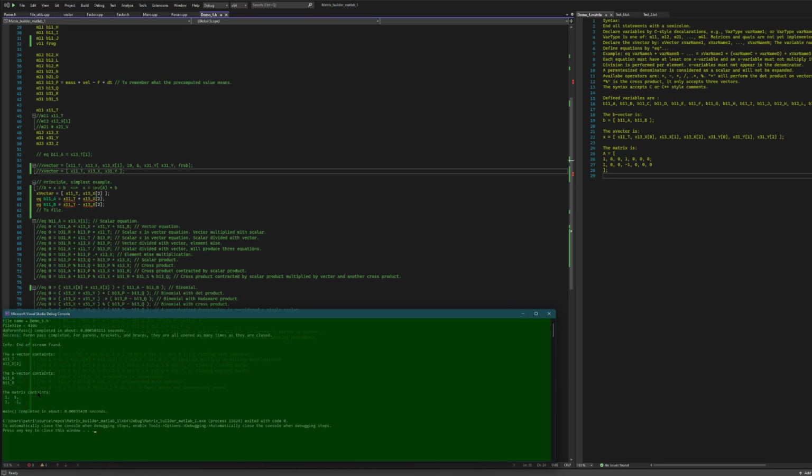The matrix contains, it says down here in my solver, 1, 1, 1, minus 1. And as you can see, the matrix just contains the coefficients of the system of equations. You see the 1, 1, 1 are these ones. You have a 1 here, 1 here.